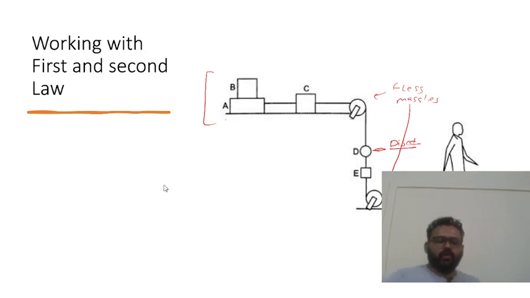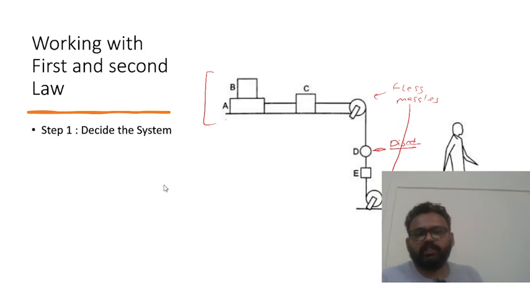Now to work around with this law, there are a few steps. In step 1, decide the system. Now, what is there to decide? When you are solving some problem, you have to choose some system according to your problem. See, in a problem, if you have to calculate a force or velocity of mass B, then you should build your system around this mass.